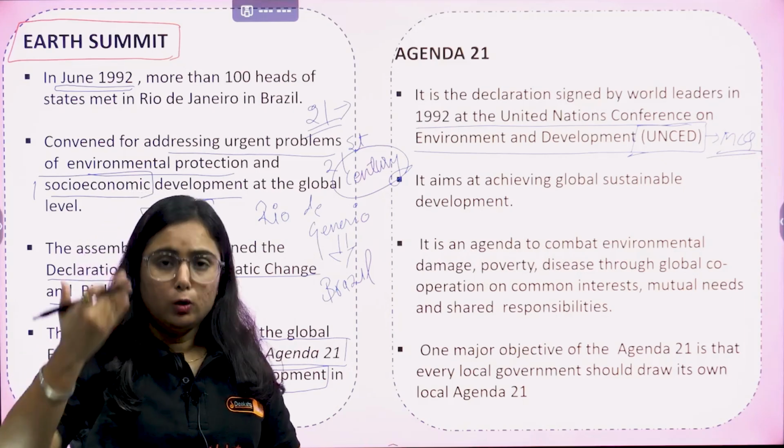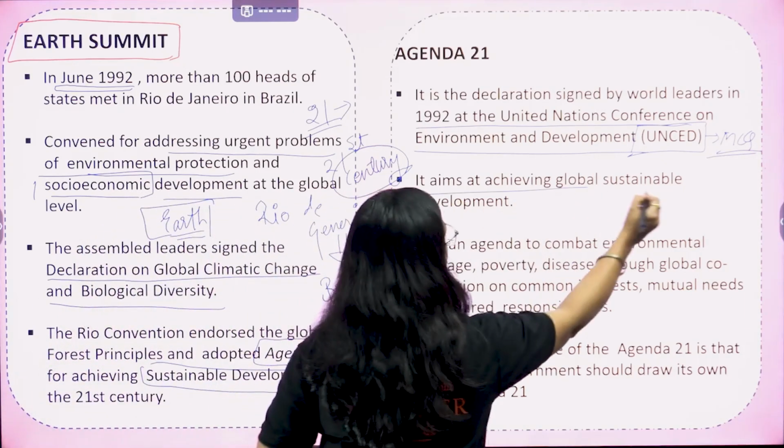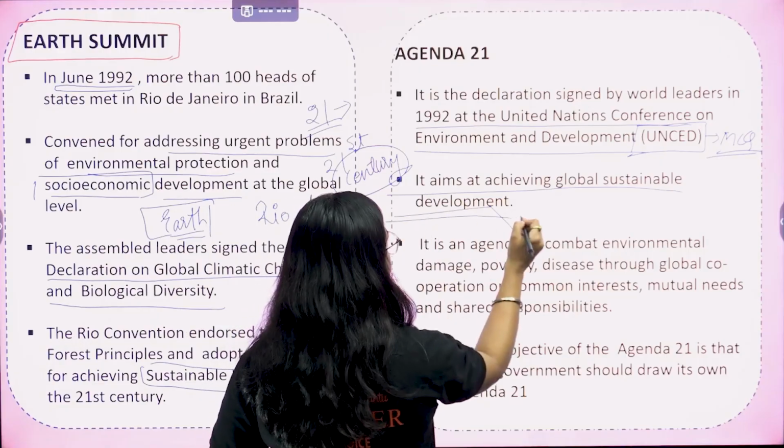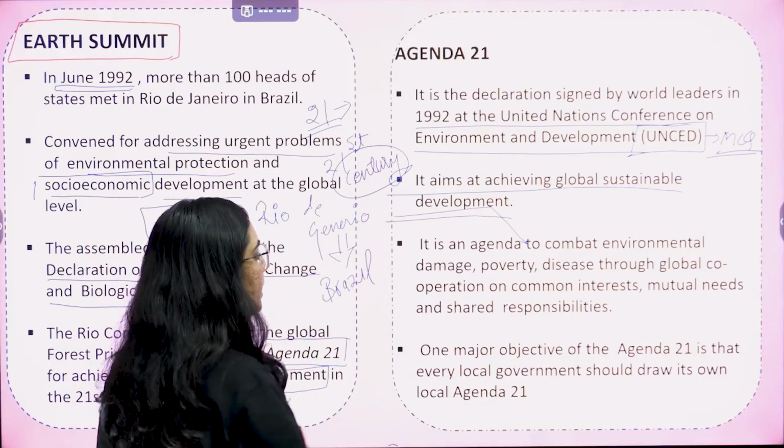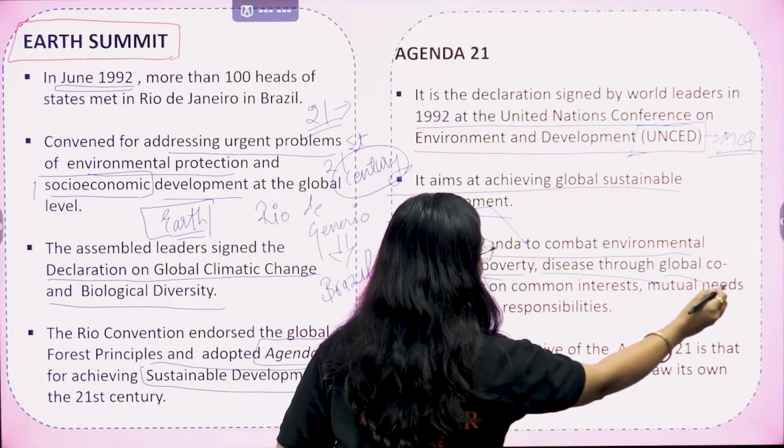Now, they want to gain sustainable development. So, the aim of this agenda was to attain sustainable development. They want to combat environmental damage, poverty, and disease through global cooperation.